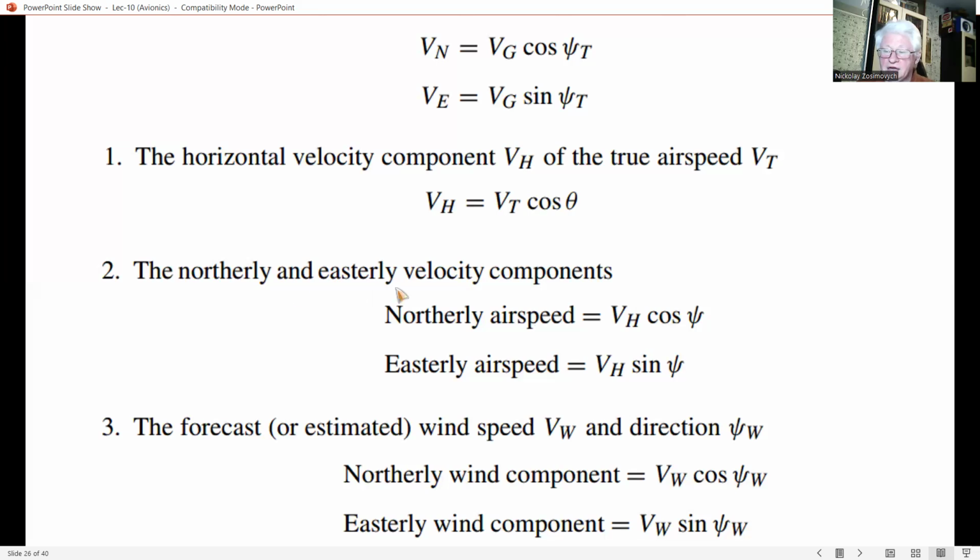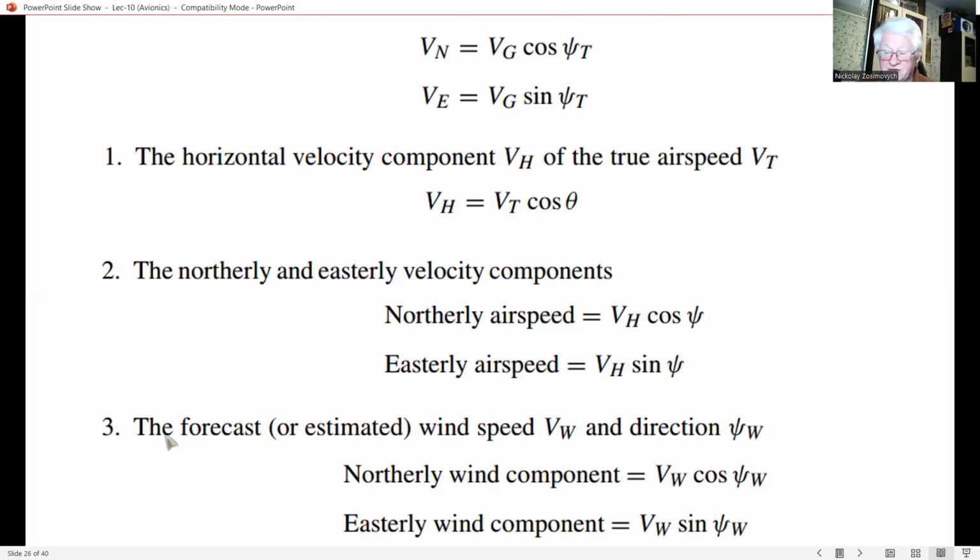Second, the northerly and easterly velocity components of the airspeed are then derived by resolving v sub h, the horizontal velocity component, through the aircraft heading angle psi. So we may write the northerly airspeed proportional to the horizontal velocity component v sub h times cosine psi, the heading angle, and the easterly airspeed proportional to v sub h times sine psi, the heading angle.